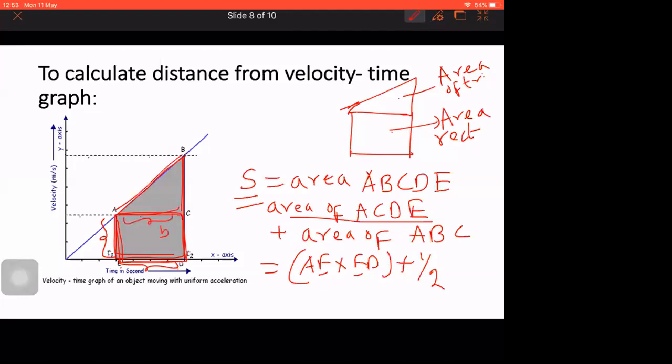AC is base, BC is height. Which is touching the ground will be the base, right? AC is touching the rectangle, so that should be your base. Half into AC into BC. This is your formula. If you take a scale and measure all this, you will get the value. Is it easy or tough? It's easy, ma'am. So this is the way to calculate your distance.